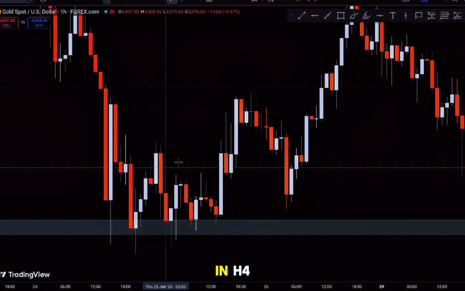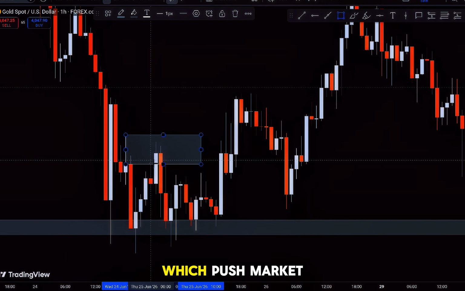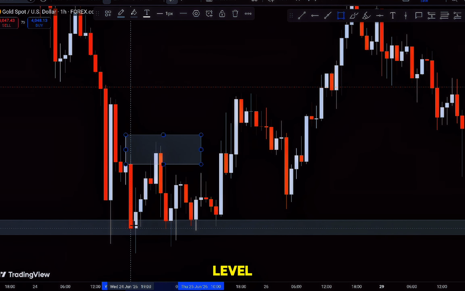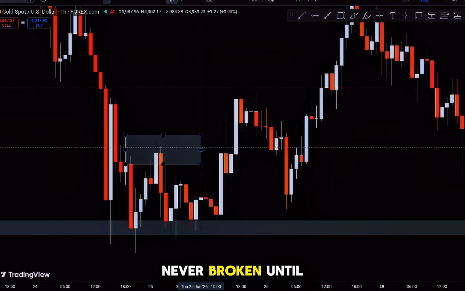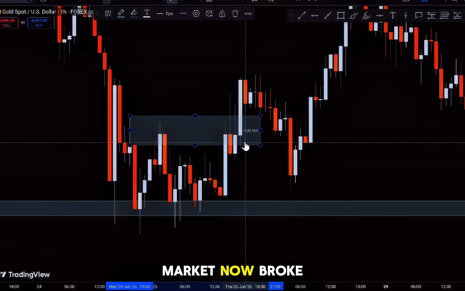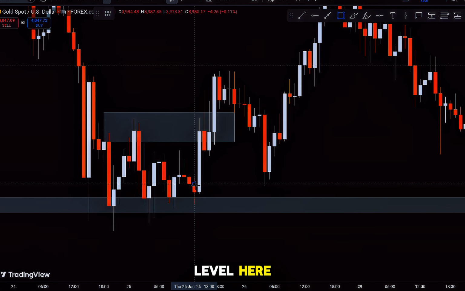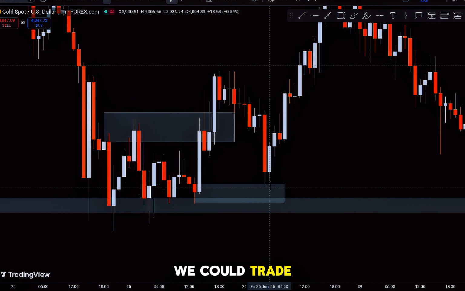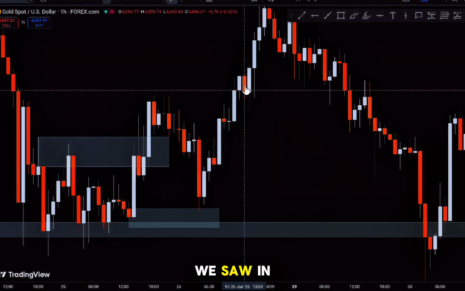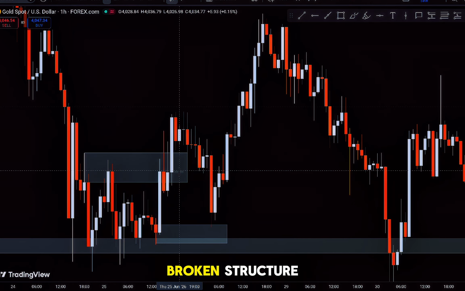So now here in H4, we can see the last push was this level here, which pushed market to the daily level, and it was never broken until here, until this place. Market now broke it. So we could wait for this level here, and then we could trade this movement which we saw in the H4. So if we come to H1, we could have taken this trade that pushed to the upside, because H1 has broken structure.